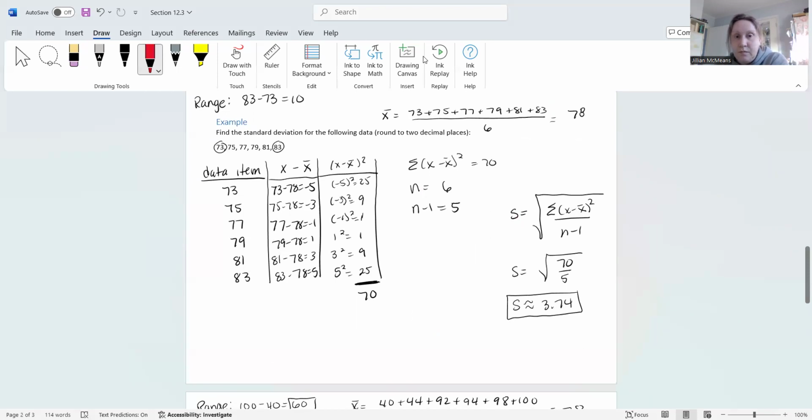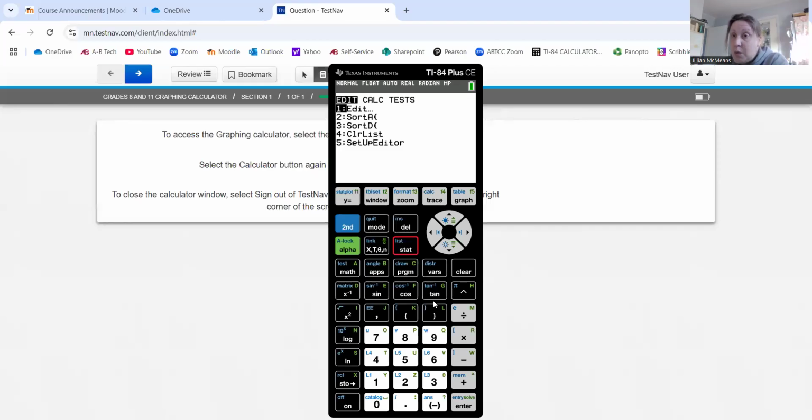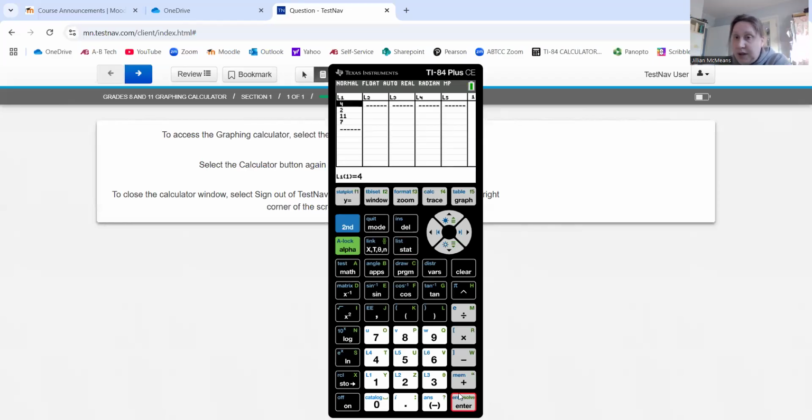So I want to go to stat and I want to edit a list. Now, I don't want to start a new list. I just want to get rid of the old stuff. A lot of people will just type over the previous list. I don't encourage that because sometimes you can miss a number and it'll mess up your whole data set. So what I do is I like to erase this.